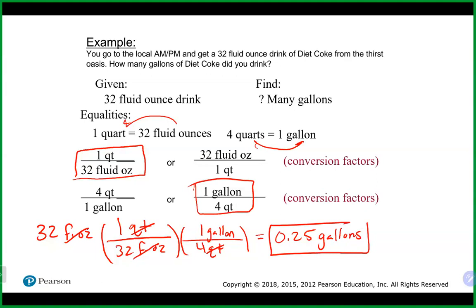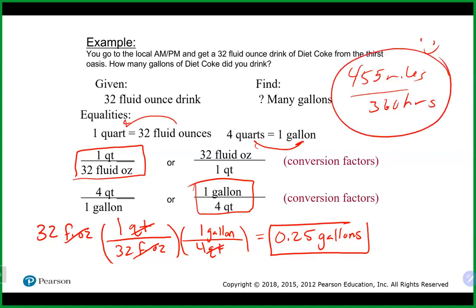You do not get 1/4, because it makes me feel like you're too lazy to divide it out. So don't leave an answer in a fraction, because I've had people give me answers like, well, it's like 455 miles over 360 hours. Looks good. Looks like an x. So don't leave it like that. Don't leave it as a fraction. Divide it out. Take it to the right sig figs.